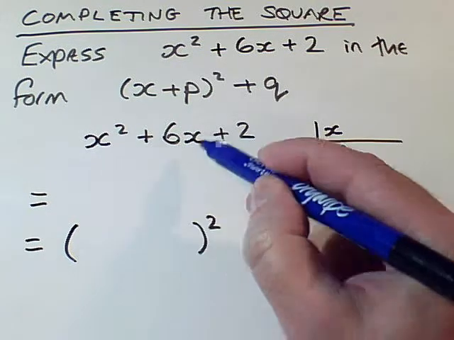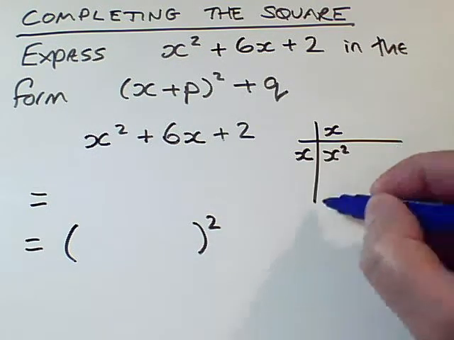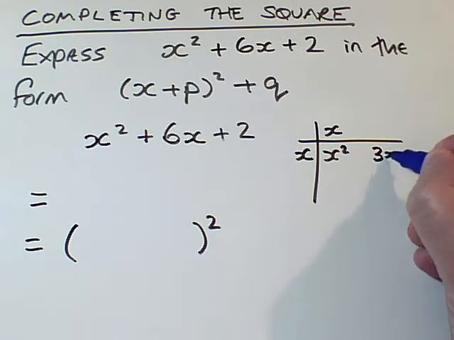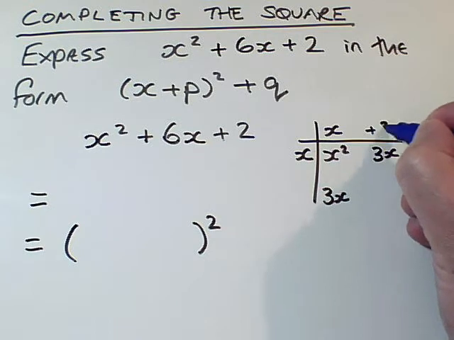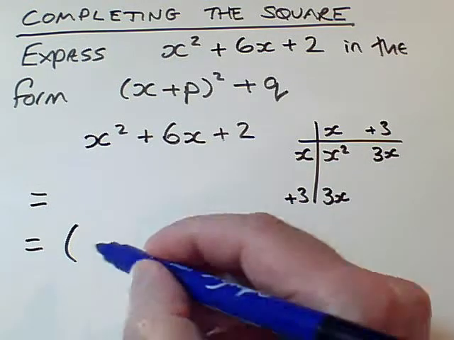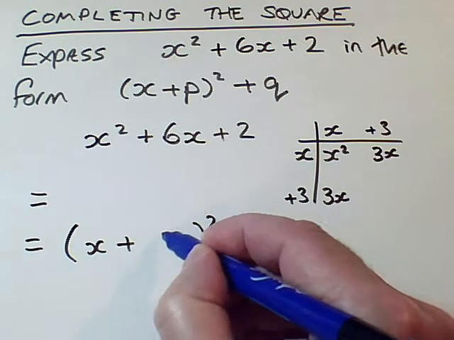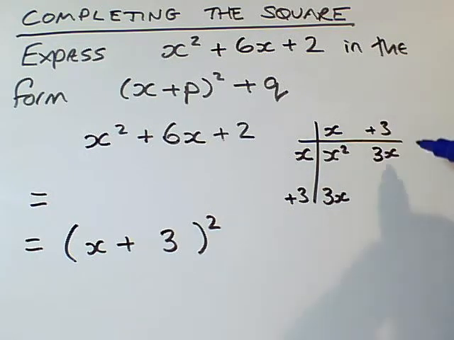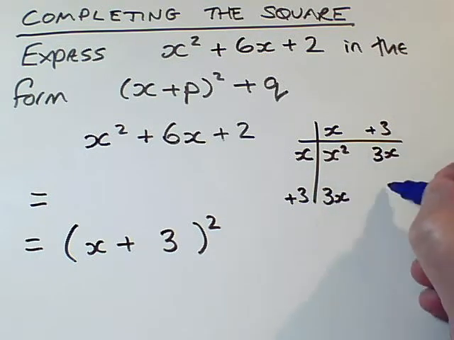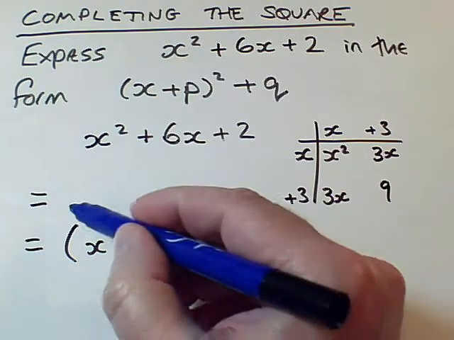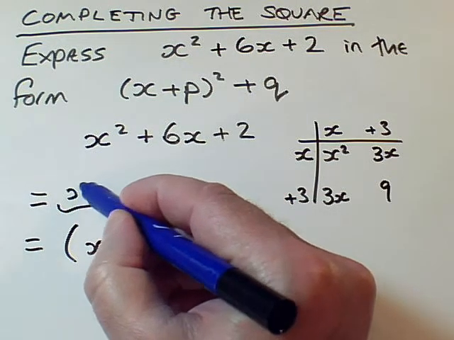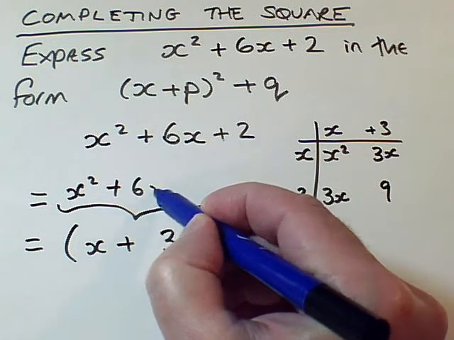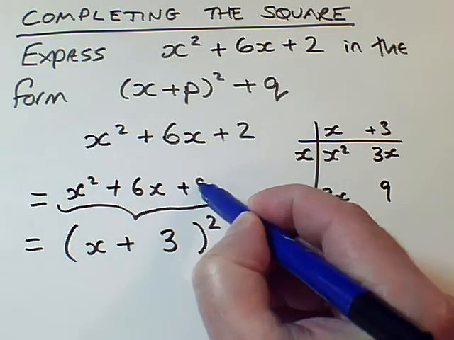In order to create plus 6x, I'm going to need identical terms here and here, so that must be 3x in each case, which means that I need a plus 3 in each bracket. So I know my squared bracket is going to be x plus 3 all squared. But this grid isn't finished. There is a 3 times 3, which is 9 in that corner. So what's going to turn into this squared bracket? Answer is, on the line above, x squared plus 6x plus 9.